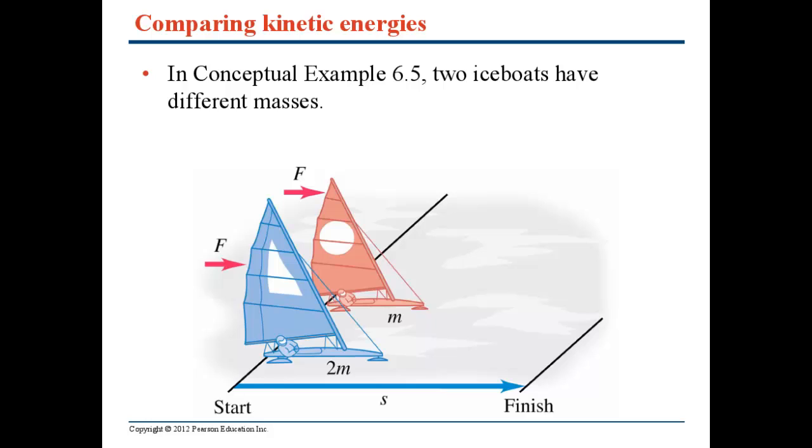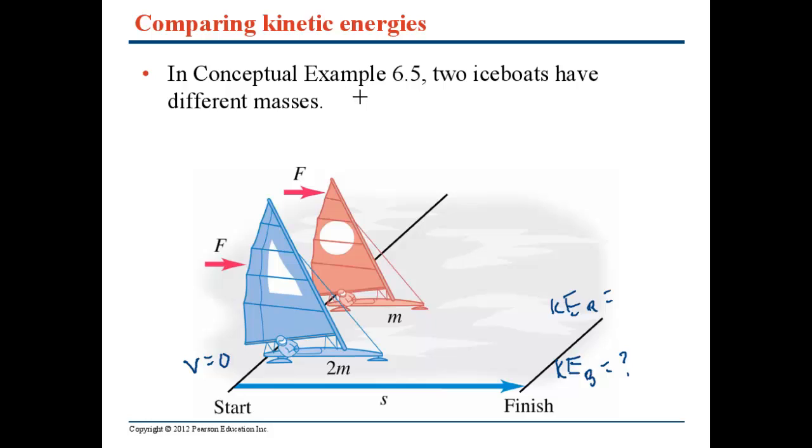We can take a look at example 6.5, and you might think that this is a trick question. What it's saying is suppose we have two ice boats and they're both initially starting from rest. Which of the two of those is going to finish or reach the finish line? Which one is going to have a larger kinetic energy, the blue boat or the red boat?